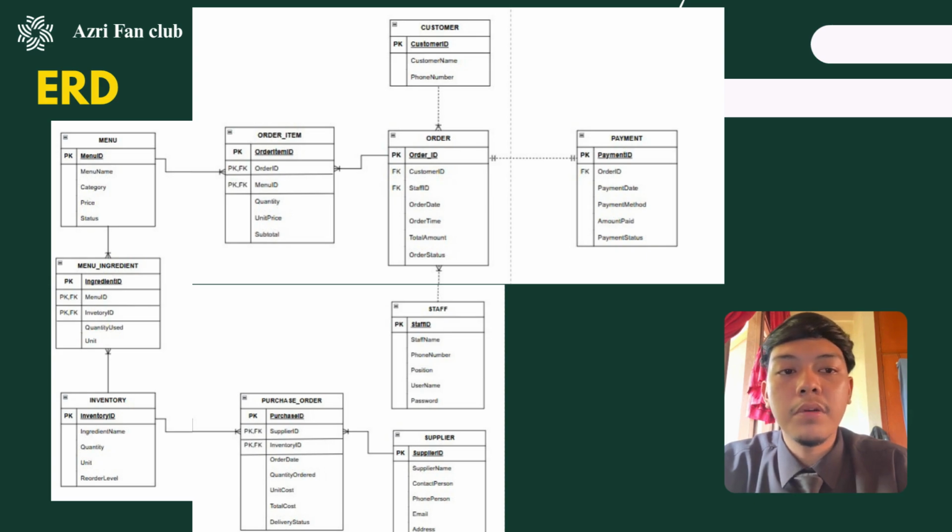Next, the supplier table has supplier ID as its primary key, which is a foreign key in the purchase order table. Similarly, inventory ID from the inventory table is also a foreign key in the purchase order table. This means one supplier can provide many purchase orders and one inventory item can be purchased many times.